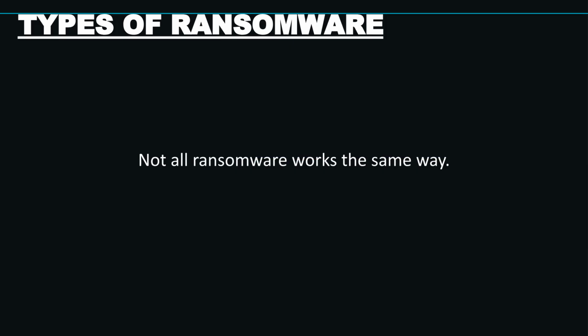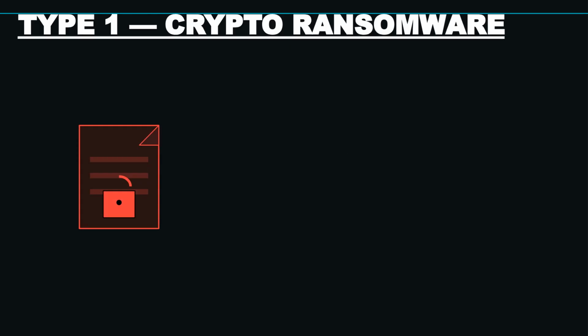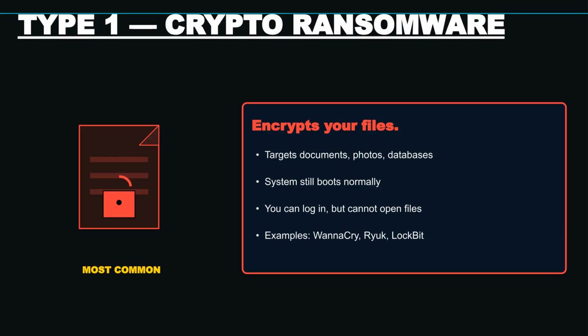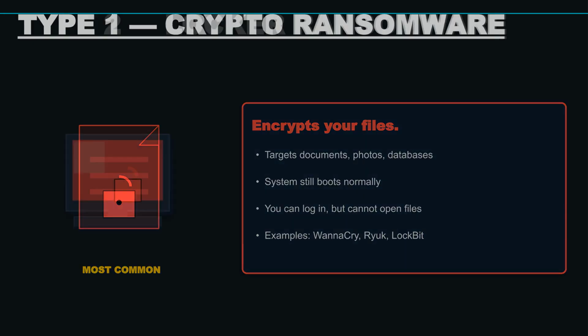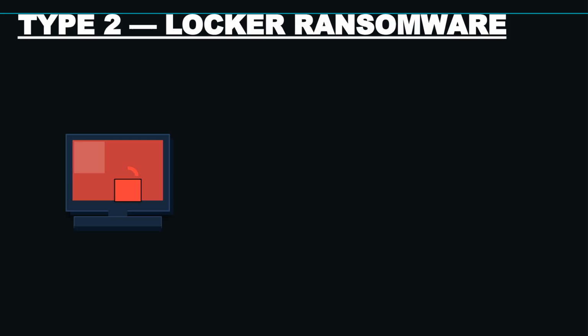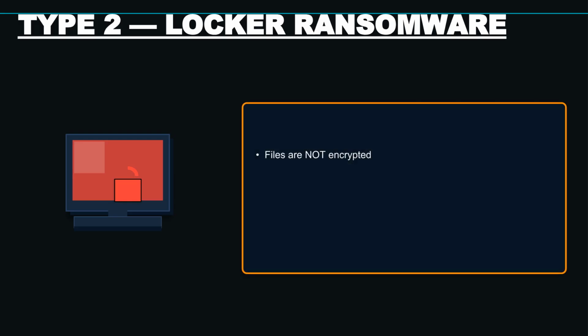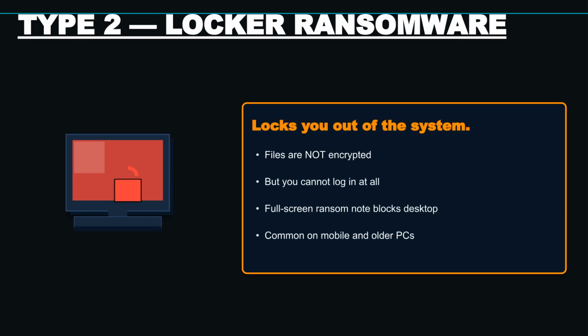Not all ransomware works the same way. There are 4 main categories you need to know about. Type 1 is crypto ransomware, which is the most common. It encrypts your files, targeting documents and photos, but the system still boots normally. Type 2 is locker ransomware. This type does not encrypt your files, but it locks you out of the entire system. You cannot log in at all.